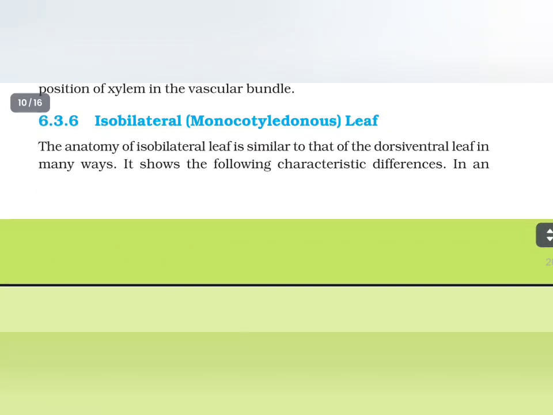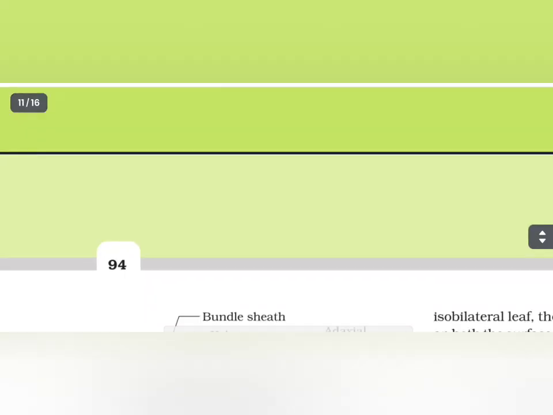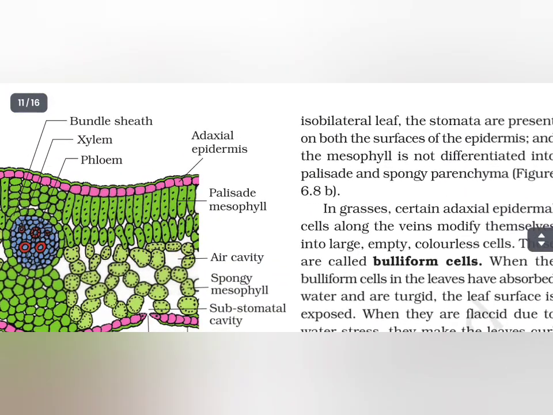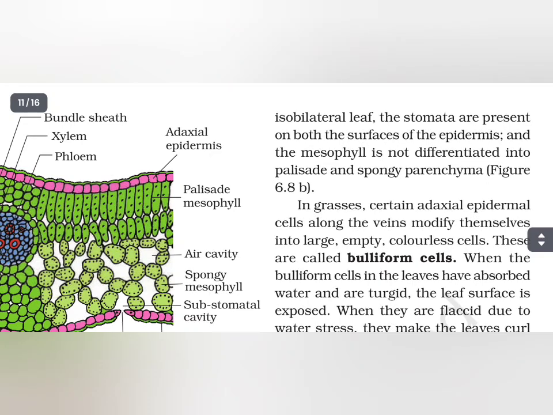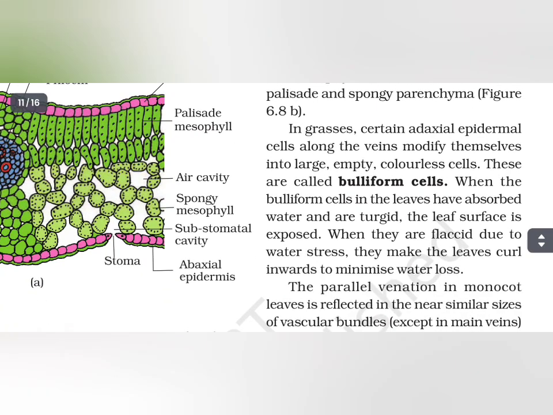Isobilateral monocotyledonous leaf. The anatomy of isobilateral leaf is similar to that of the dorsiventral leaf in many ways. It shows the following characteristic difference. In an isobilateral leaf, the stomata are present on both the surfaces of the epidermis, and the mesophyll is not differentiated into palisade and spongy parenchyma. In grasses, certain adaxial epidermal cells along the veins modify themselves into large, empty, colorless cells.